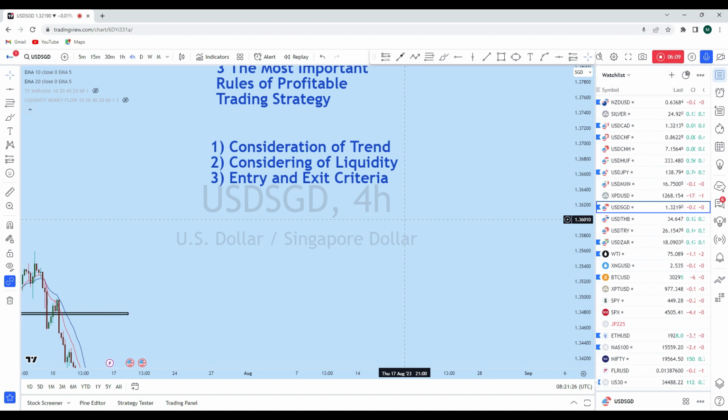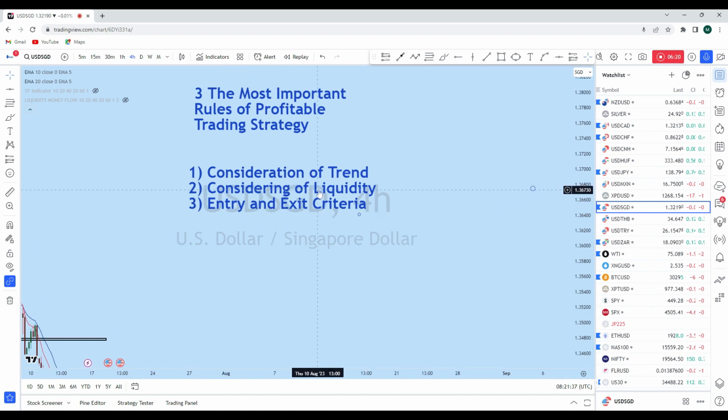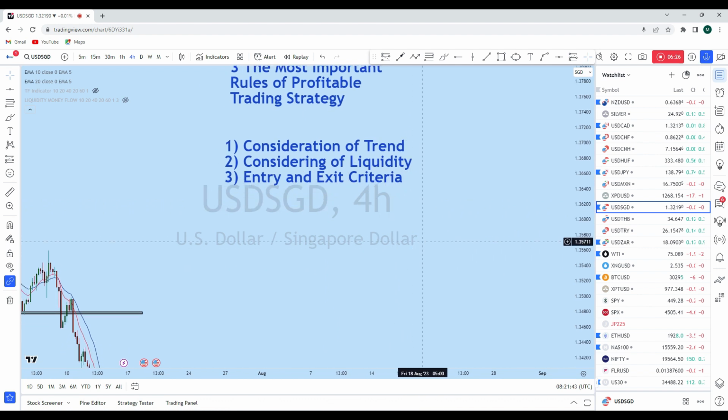Very simple. Now let's look at the second rule, one of the most important rules of a profitable trading strategy: the consideration of liquidity. Now, liquidity is the fuel of the market. As you know, the market moves from liquidity to liquidity.